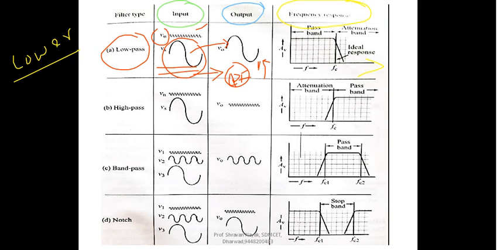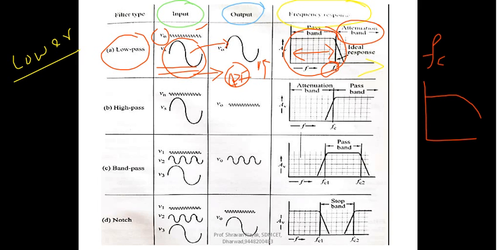Accordingly, in the fourth column where you have the frequency response, you have this particular range as the pass band, which indicates the range of frequencies of the signal that are going to be passed through the filter. The other one beyond that is called the attenuation band. These are the signals which are not going to be passed because they are above a certain frequency, which is called the cutoff frequency, that is Fc here.